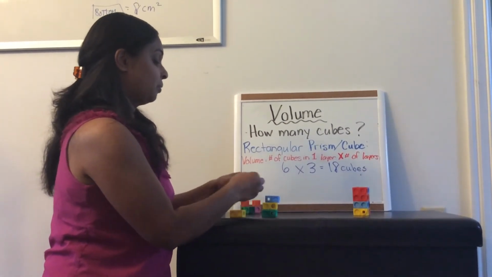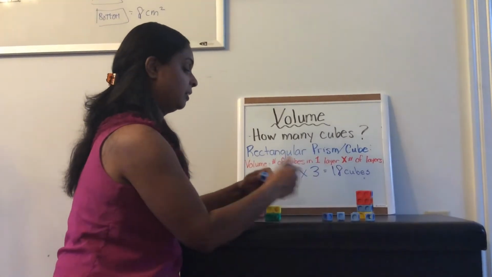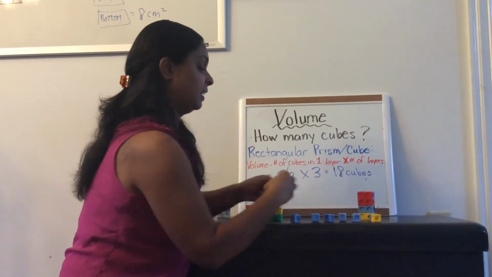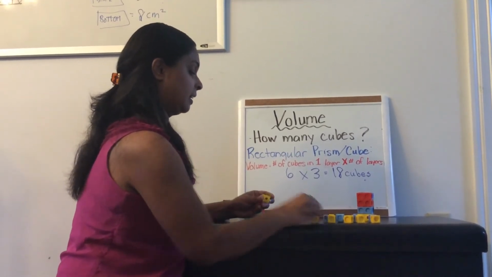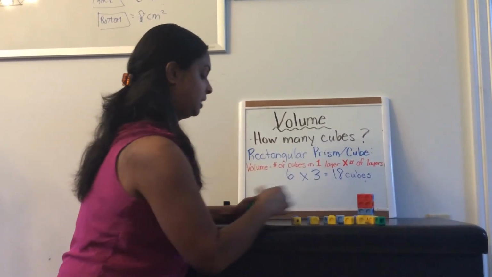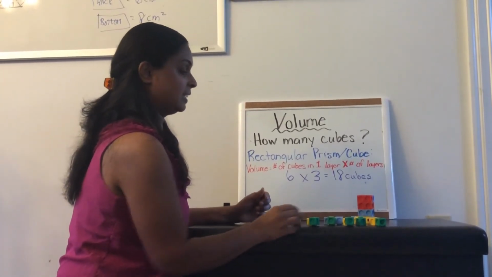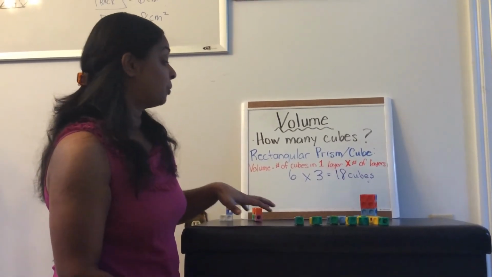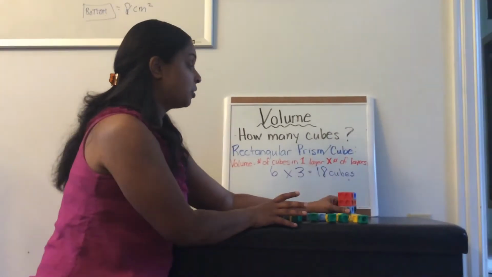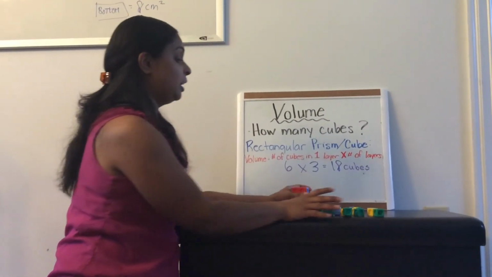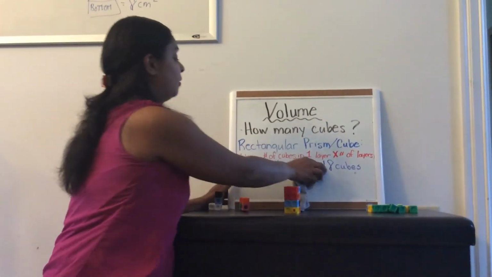1, 2, 3, 4, 5, 6, 7, 8, 9, 10, 11, 12, 13, 14, 15, 16, 17, 18. So that was correct. There were 18 cubes in that rectangular prism. So this does work. If you find out how many cubes are in one layer and multiply it by the number of layers, you will get the volume. Let's try another one.